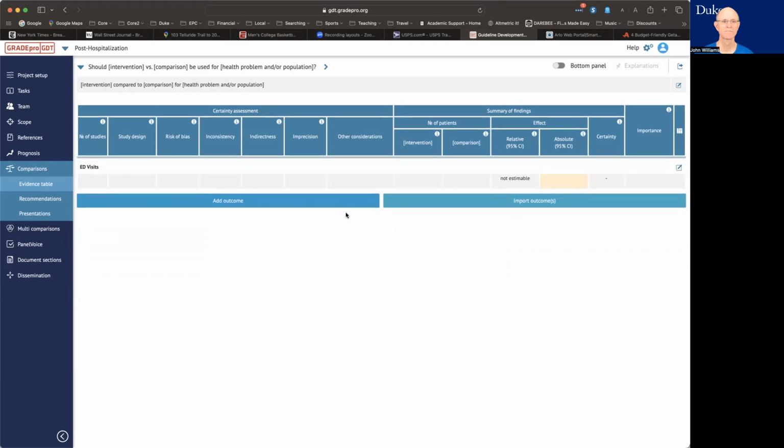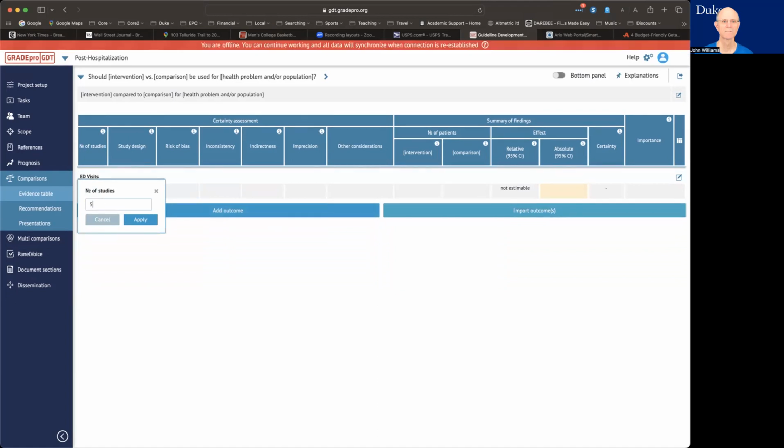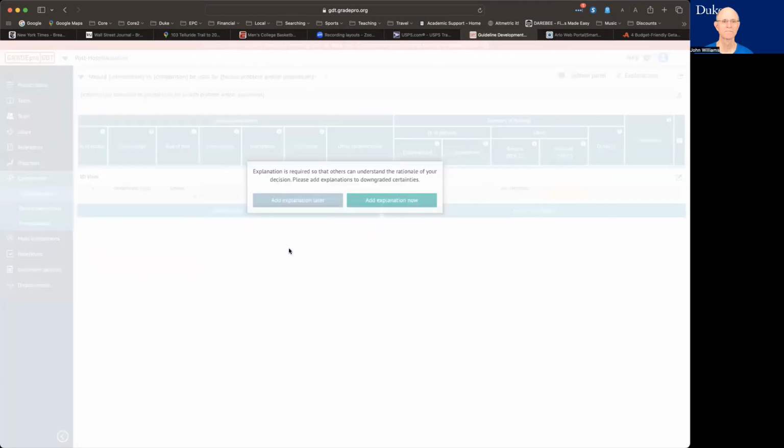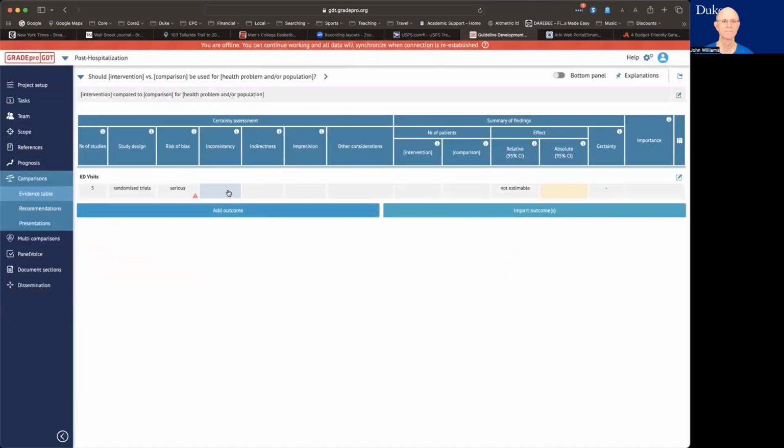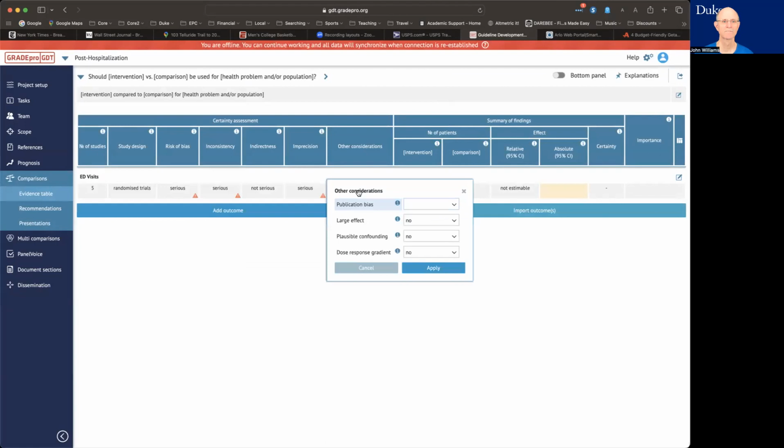Okay. And then what we want to do is enter the data. So there were 5 studies. I'm guessing they're randomized trials. We're going to say the risk of bias was serious. We'll add an explanation later. I'm just going to make up some ratings here to support the overall conclusion. We're going to say serious imprecision, and we didn't find other problems.